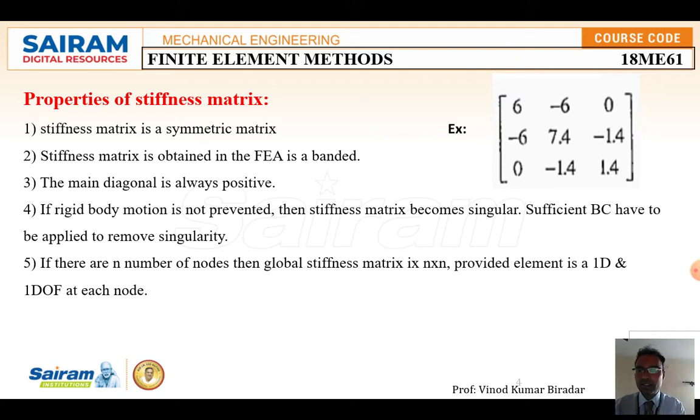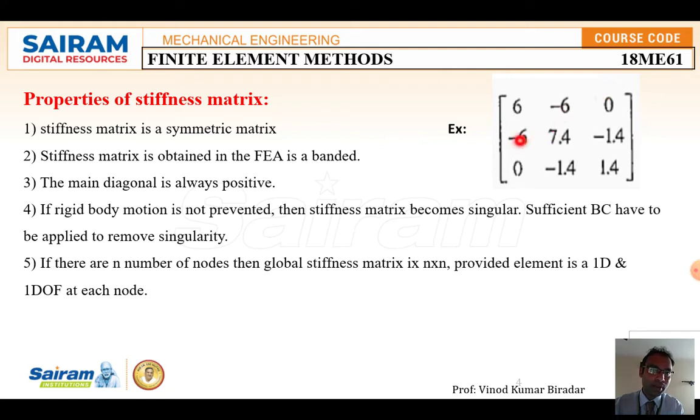Look here, there are 5 properties of the stiffness matrix. The first property: the stiffness matrix is always symmetric. Consider the example I have shown here, a 3 by 3 matrix. The stiffness matrix is a symmetric matrix, and its main diagonal entries are always positive.